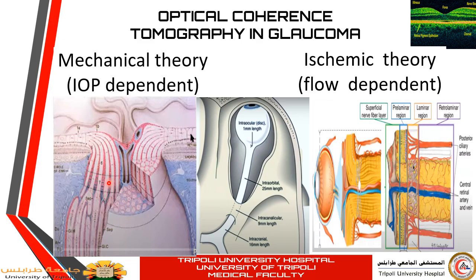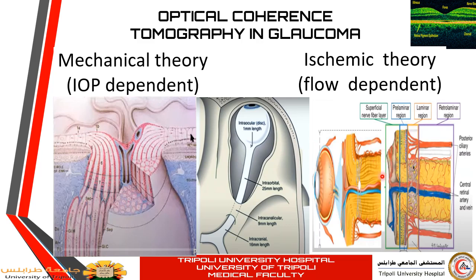Now, in this slide, this is a cross-section of the eye showing the parts of the optic nerve: the intraocular part, which is around 1 millimeter, the shortest part; the intraorbital part, around 25 millimeters; the intracanalicular part, around 9 millimeters; and the last part, the intracranial part, which is around 16 millimeters.